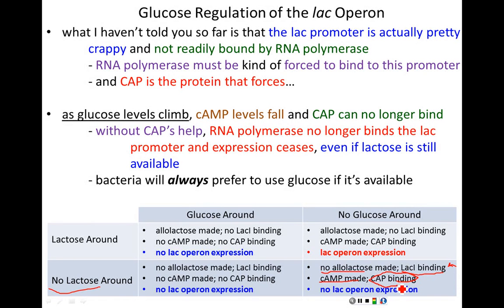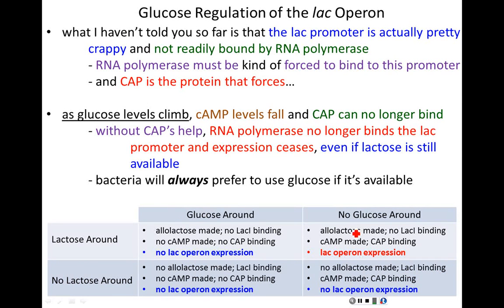So CAP binds to the promoter of the lac operon, and it attempts to help RNA polymerase bind as well. However, every time RNA polymerase tries to bind, lac-I is there and in its way. And so repression trumps activation, and the operon is kept off due to lac-I binding. So in all three of these scenarios, for different reasons, lac operon expression is repressed.